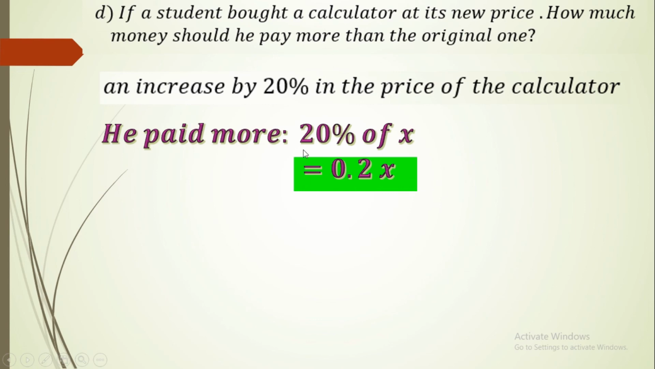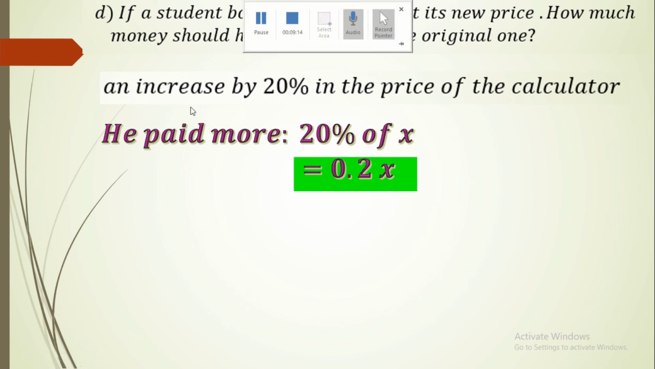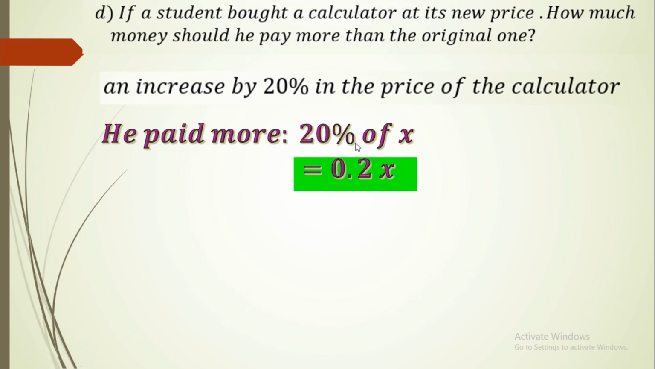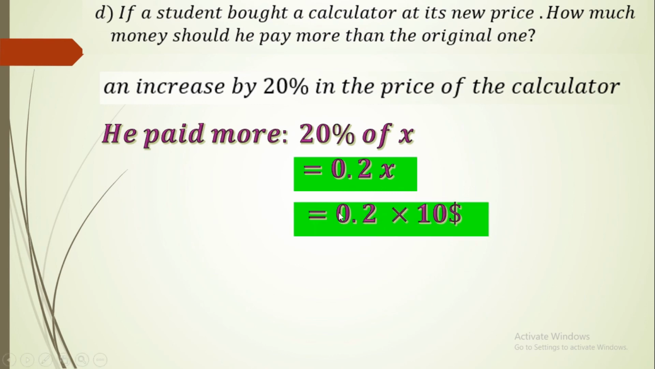The increase of the price, which is 20%, means 20 over 100, which is 0.2, of means times x. So 0.2x, and we have just calculated x, which is 10. So it's 0.2 times $10. It gives us $2. So this student should pay $2 more on the price of this calculator.